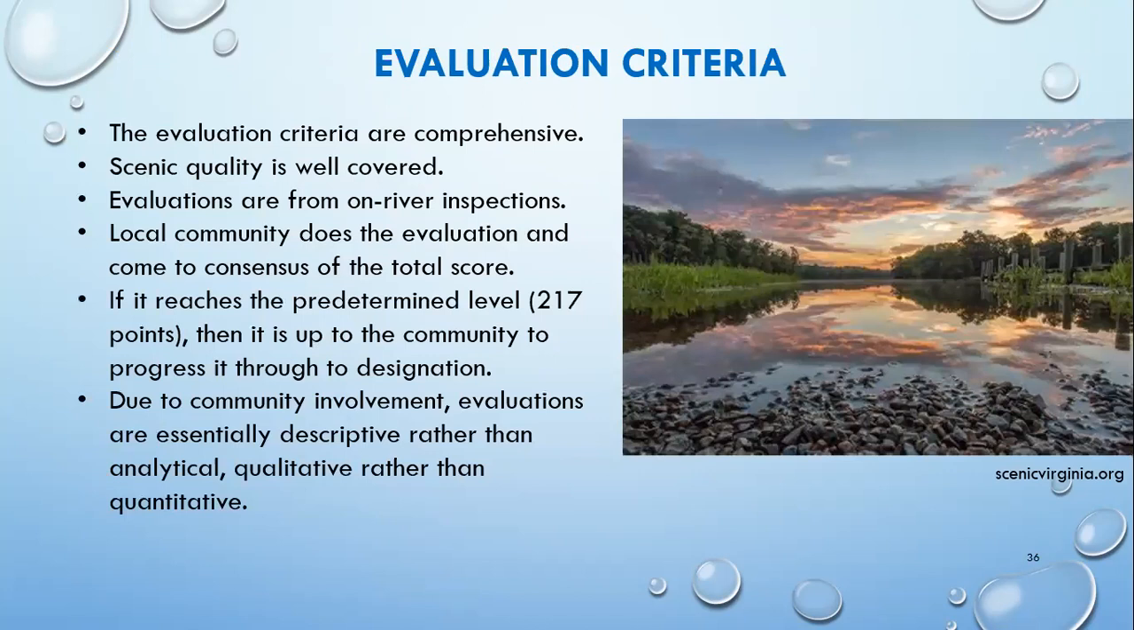Evaluations are from on-river inspections, and it's the local community that does the evaluation and comes to a consensus of the total score. And if it reaches the predetermined level of 217 points, then it's up to the community to progress it through to designation. Due to the community involvement, evaluations are essentially descriptive rather than analytical, qualitative rather than quantitative.